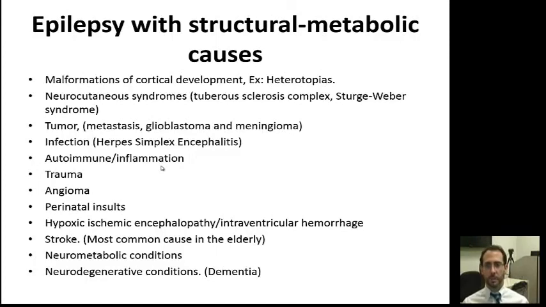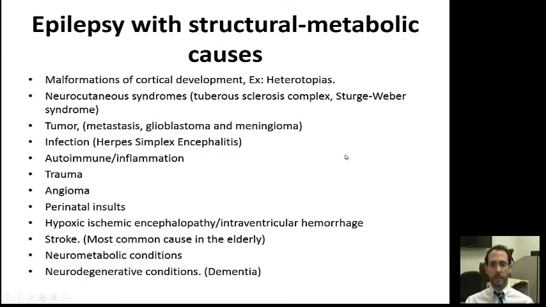Epilepsy with structural metabolic causes, as I wanted to mention to you. There are structural abnormalities related to abnormal development during the initial periods of brain development, where the migration of the cells to the cortex is abnormal, and they stay in one area of the brain instead of migrating, so that causes, for example, heterotopias.